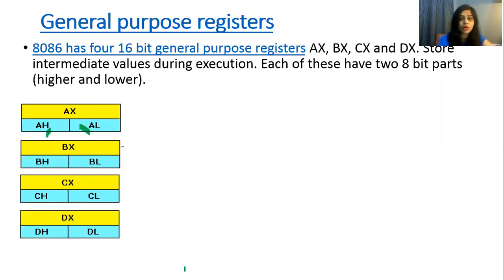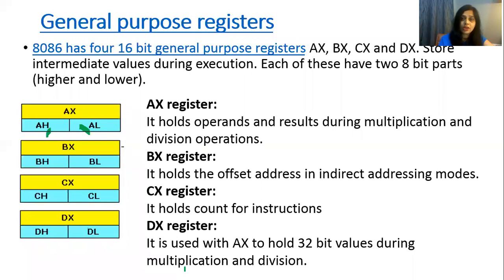So these general purpose registers are used to store data, but every register has a different function. So what are the functions? The AX register holds operand and results during multiplication and division operations. So whenever we write a multiply or divide instruction for 8086, one of the operands should always be in the AX register, and the result will also enter into the AX register.